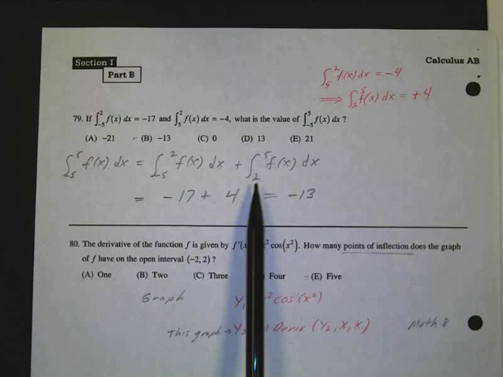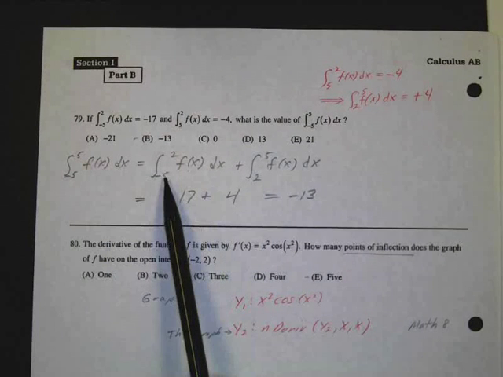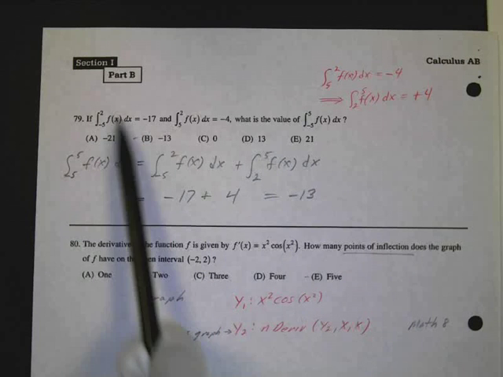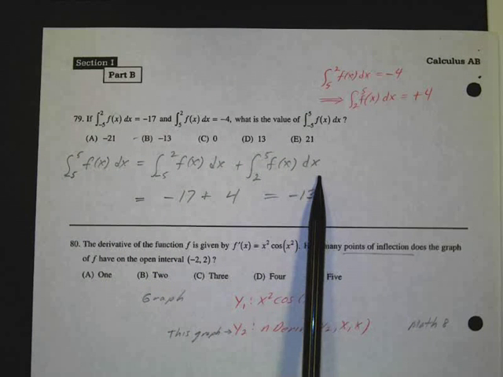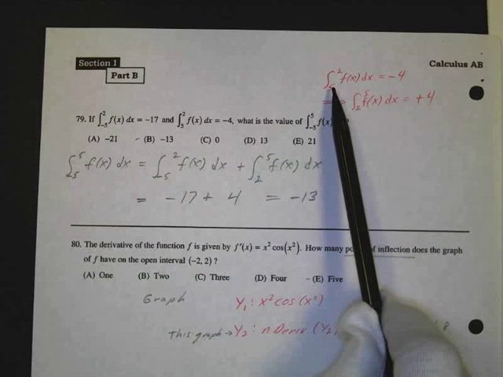All right. So we know that we can break this up. This is one of our properties of integrals. So the integral from -5 to 5 of f of x is equal to the integral from -5 to 2 plus the integral from 2 to 5, because we've got 2's and 5's here. Okay, but we're actually not given 2 to 5. We're given 5 to 2.